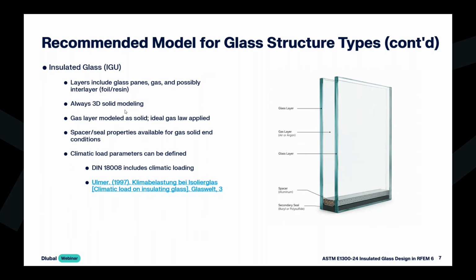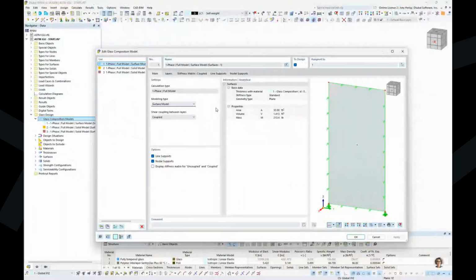For those of us not familiar with or not fluent in German, you will need to translate this. It is a PDF document entirely in German, but this could also be helpful for those of you wanting to learn more about the climatic loading. Okay, so what we'll do now is to go back into RFEM to, again, take a little bit of a detailed look at these compositions.